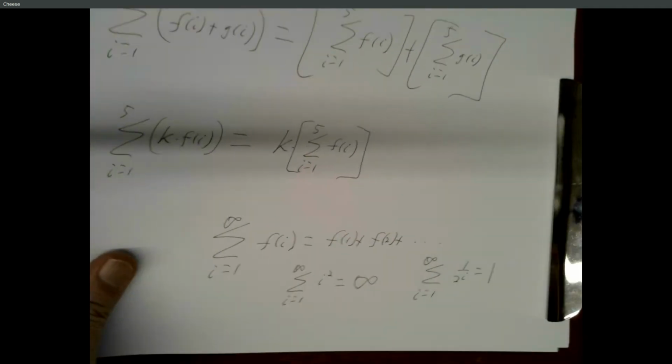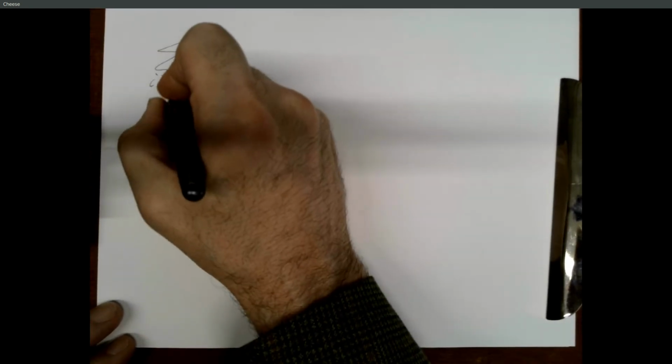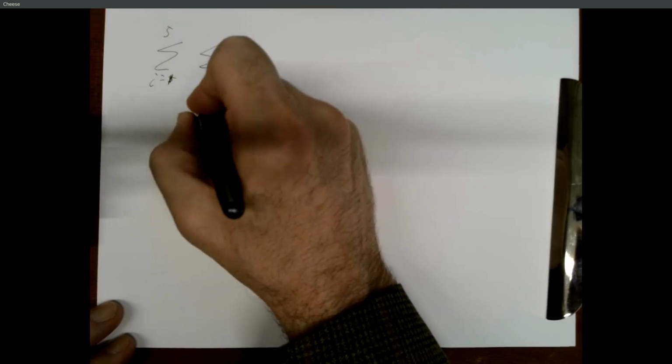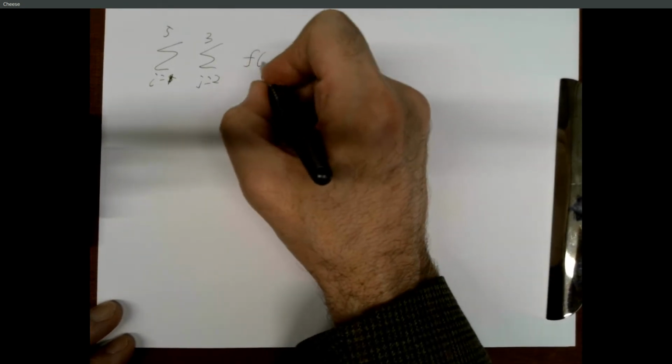All right, so the other thing you can do, and you have some homework questions on some of what we've just said, is you can nest your summations. You can say, for example, the sum from i equals 1 to 5, of the sum from j equals 2 to 3, of some function of i and j.